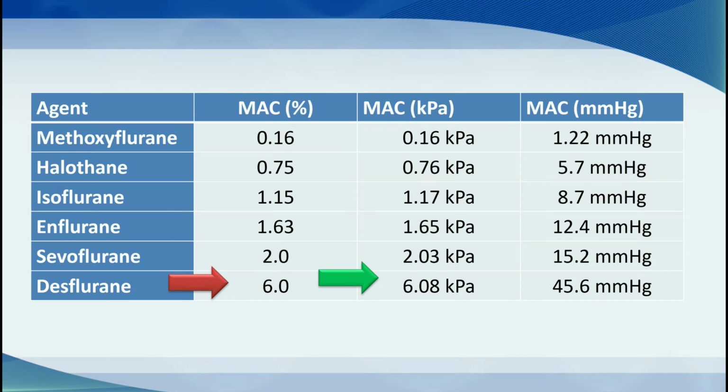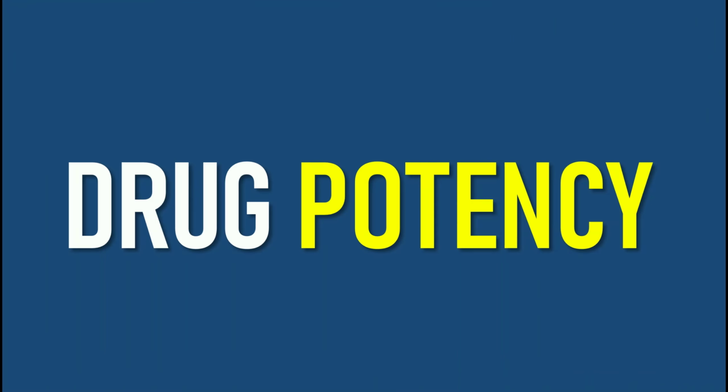If you are administering 6% desflurane, this means that 6% of alveolar gas is occupied by the drug, around the same as carbon dioxide or water vapor. That's 6 kilopascals or 46 millimeters of mercury. You must take this into account with your oxygen dosing. The maximum amount of alveolar oxygen in that situation is about 82%. The reason why MAC is different for different agents relates to their potency. So let's look at that.